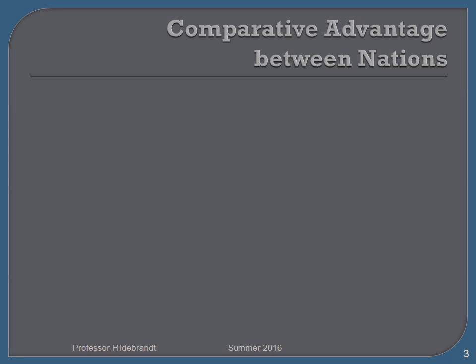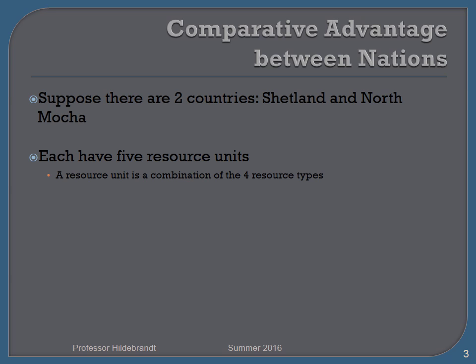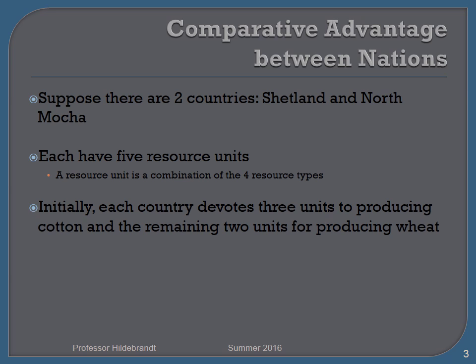So let's look at a specific example. We're going to have two countries, Shetland and North Mocha. Each country has available what we're going to call 5 resource units. And a resource unit is simply going to be a combination of those 4 resource types that were covered in an earlier chapter. And these resource units will then be used to produce either cotton or wheat. So those are the two goods that our countries can produce.